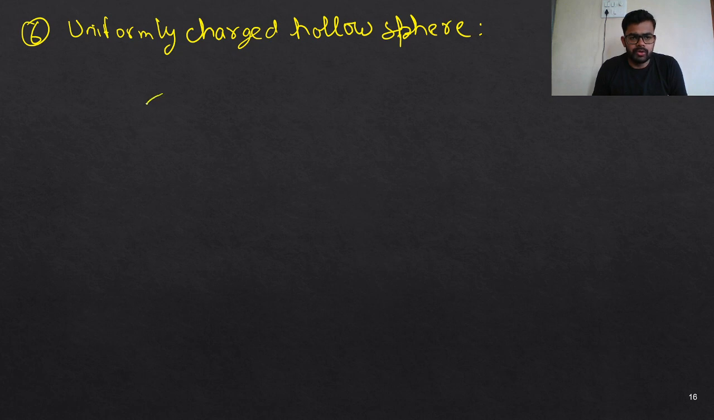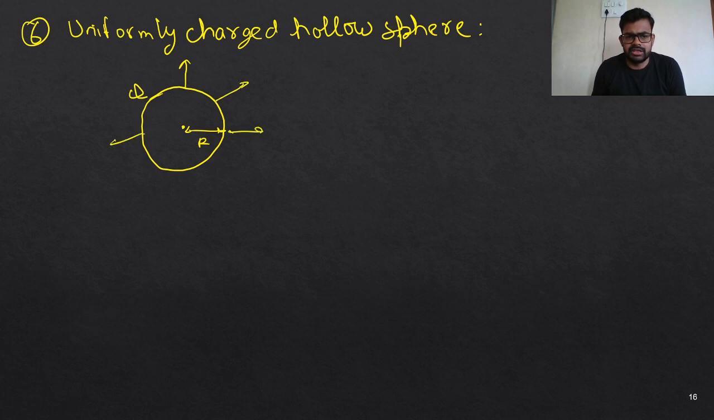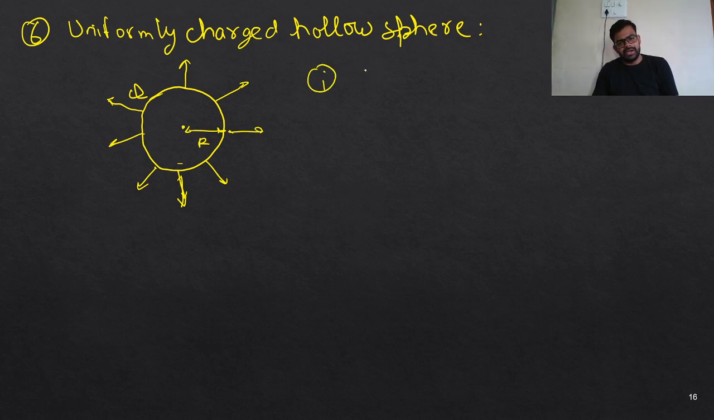So I'm going to draw a hollow sphere. Let's say its charge is q, positive charge, and its radius is R. The direction of the field will be perpendicular to the surface and outward. I will discuss some points. At first I will discuss the outside.